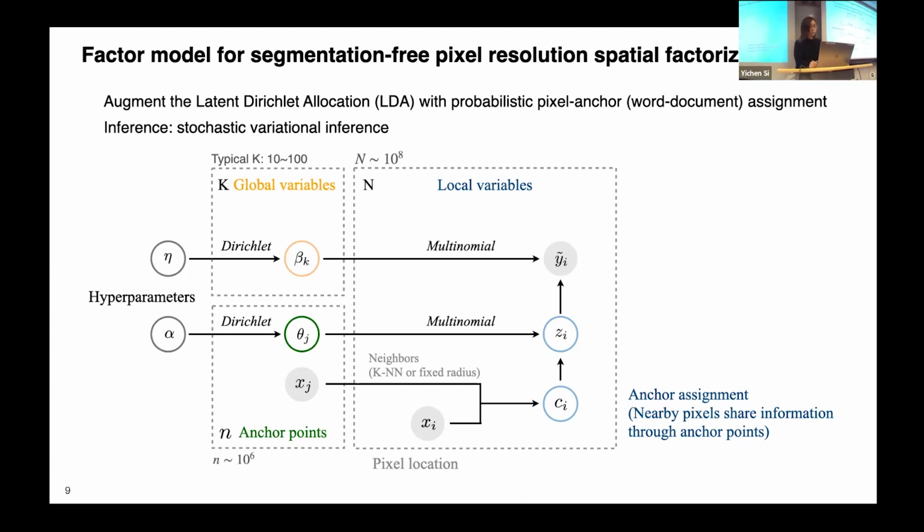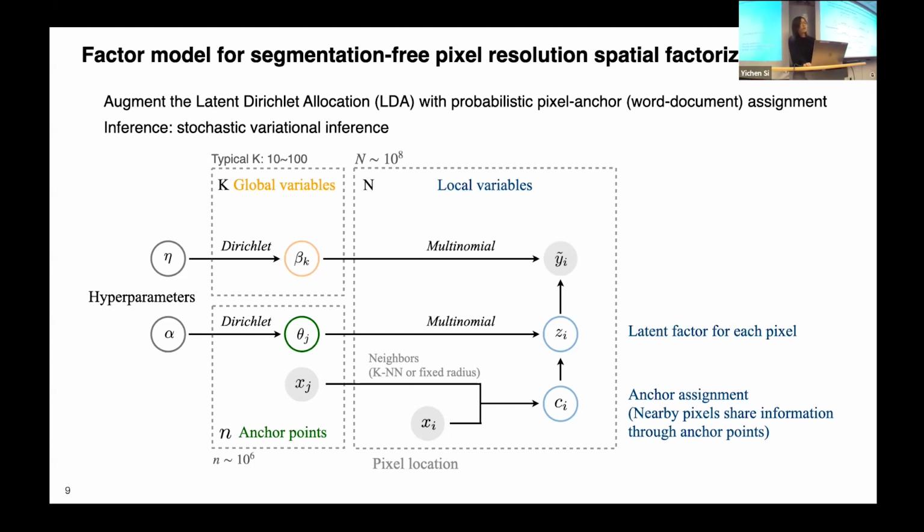So nearby pixels will share information through the anchor point, and nearby anchors will share information by the pixels that they share. Because we assume that cellular heterogeneity is really high, the pixel to anchor assignment is based on a spatial k-nearest neighbor, so that different anchors and pixels are only coupled locally.